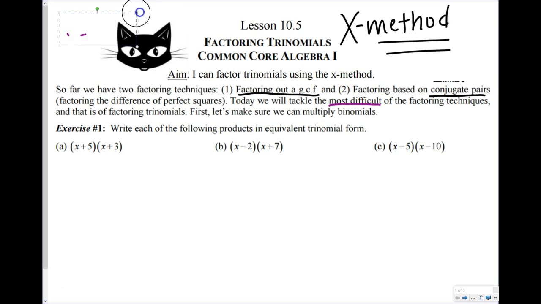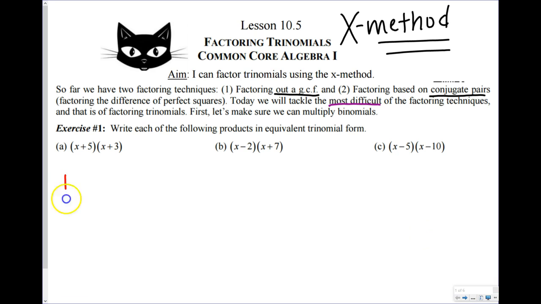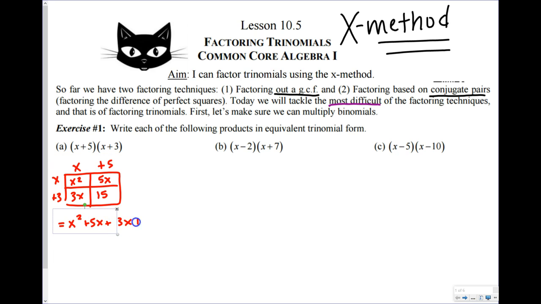So the first part of this lesson is going to be review and making sure that we can multiply binomials first. So the first few exercises we're going to review. Exercise 1 says write each of the following products in equivalent trinomial form. So we're going to do the box method again. On top we have the x plus 5 and on the side x plus 3. I'm just multiplying with the box method, and when I simplify I get x squared plus 5x plus 3x plus 15, and this gives me x squared plus 8x plus 15.